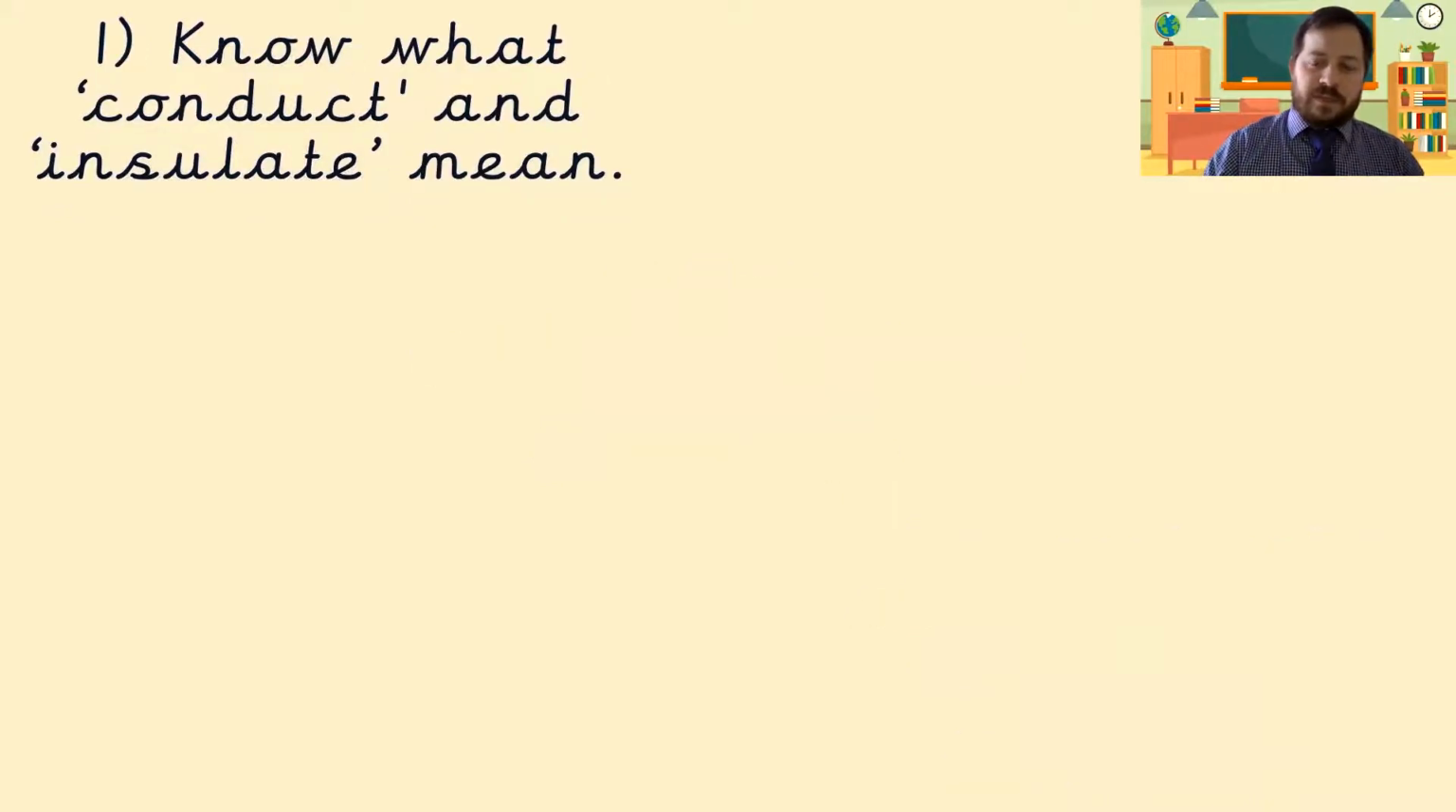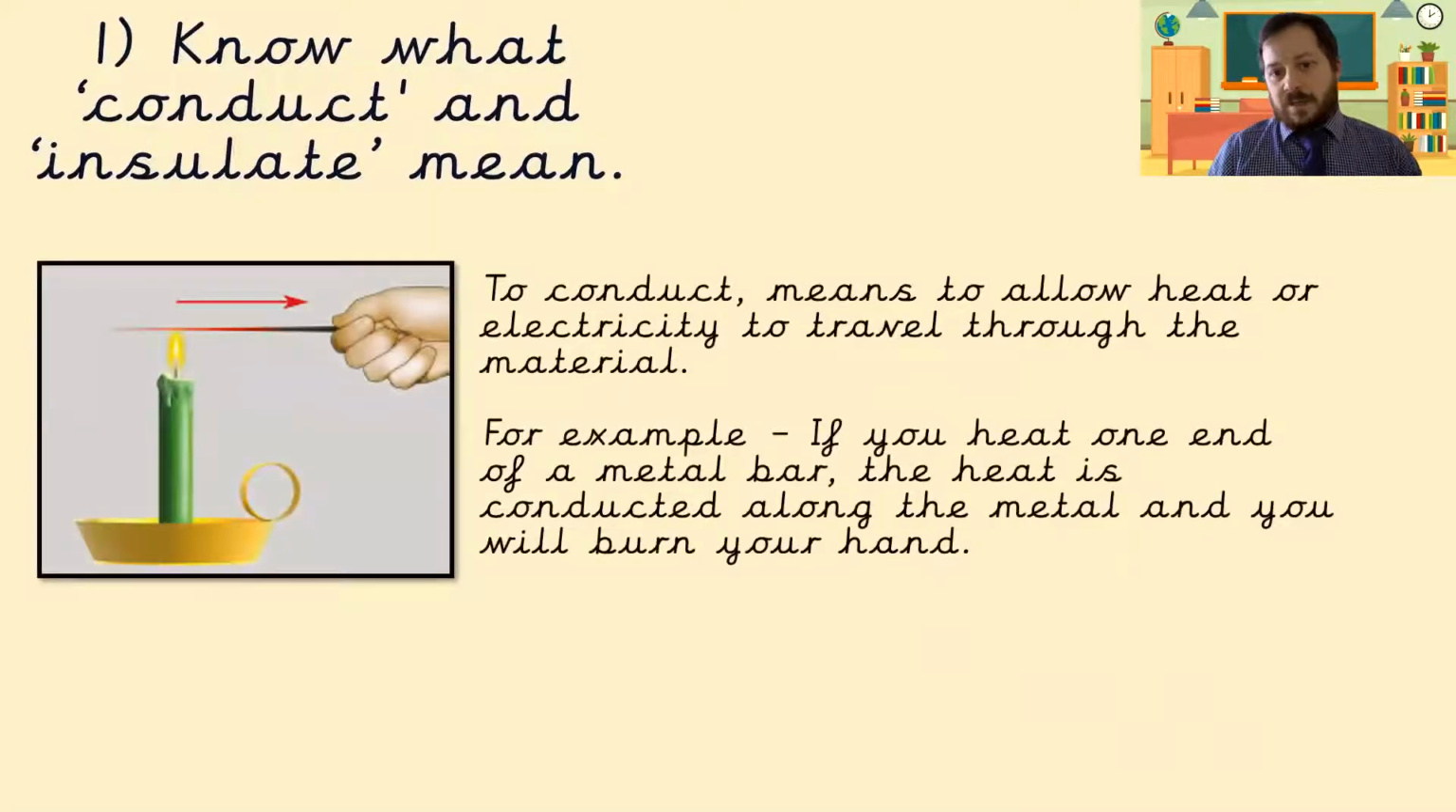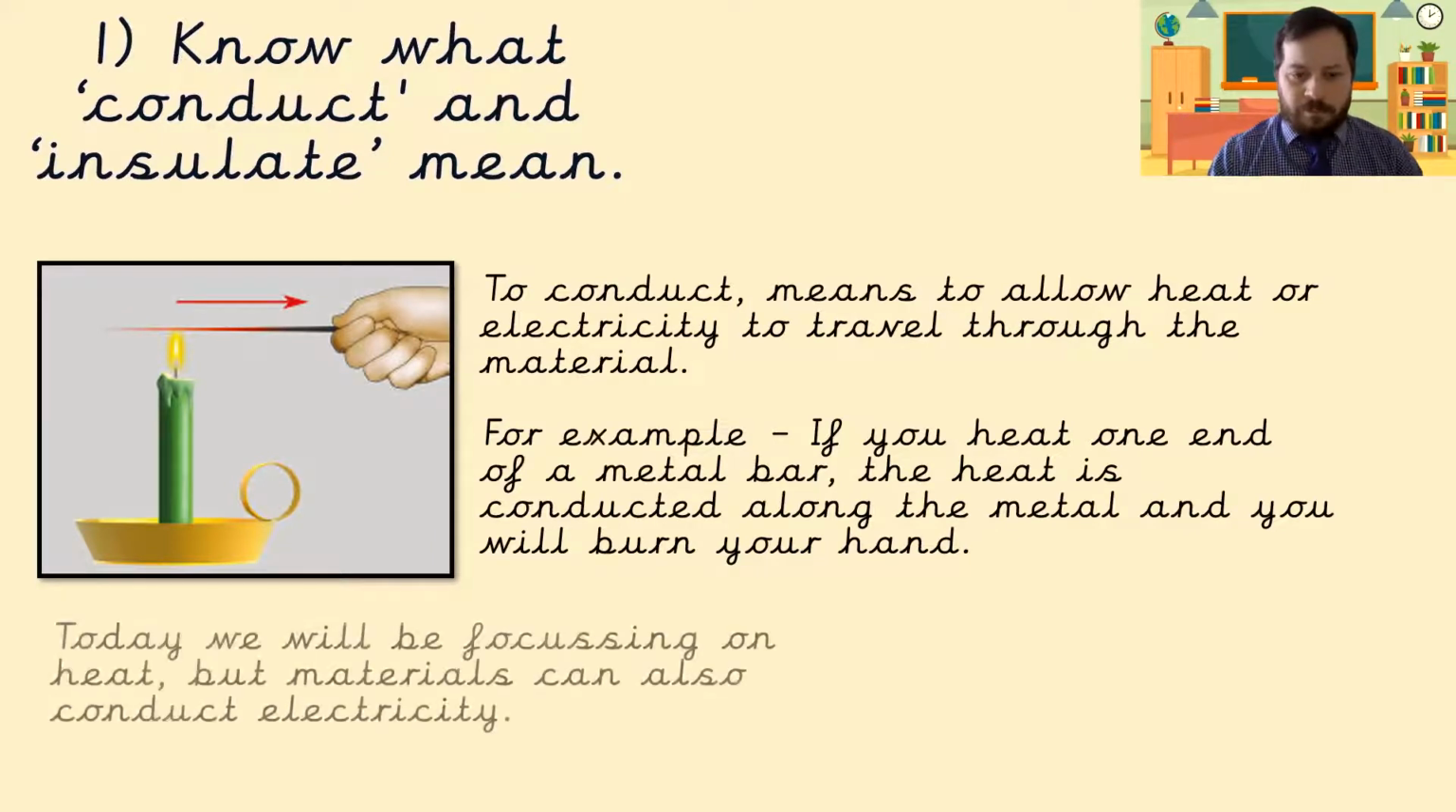So, do we know what the word conductor and insulator mean? To conduct means to allow heat or electricity to travel through the material. For example, if you were to heat one end of a metal bar, the heat would be conducted along the metal and you'll burn your hands. So if you've got a heat source, you put something into the heat source. If it was a conductor, you would start feeling the heat traveling through that material. Now, some materials are better at that and some materials are worse than that. And a conductor is a material that does that well. So although we're looking at heat today, this is also the same case with electricity.